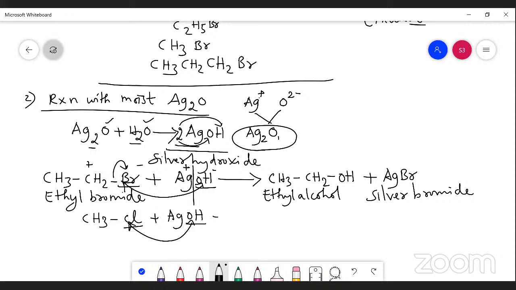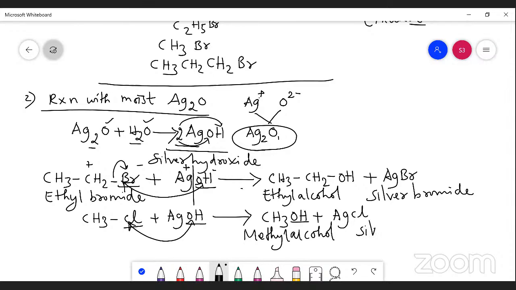So then possible we'll get a product CH3OH plus AgCl. Okay, now this is methyl. Methyl, one carbon alkyl group, methyl, followed by this OH. So alcohol. Okay, methyl alcohol. And the side product replacement, silver chloride. What is silver chloride?